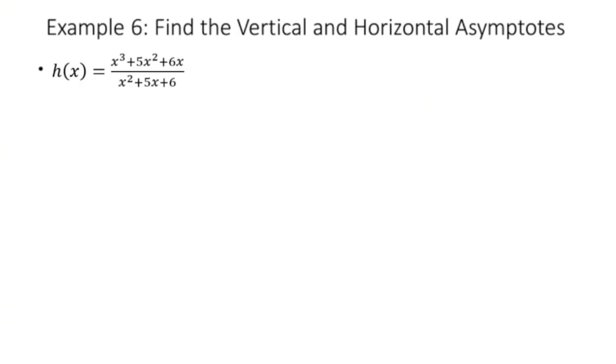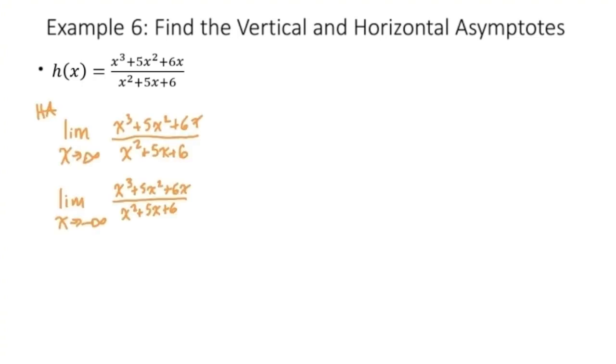Now we're going to find the horizontal and vertical asymptotes of h of x, which equals x cubed plus 5x squared plus 6x all over x squared plus 5x plus 6. We'll start with the horizontal asymptotes, which means we're trying to find the limit as x approaches infinity or negative infinity of our function. We'll start with x approaches infinity using the same strategy as before, where we're factoring out the highest power of x from our numerator and denominator.